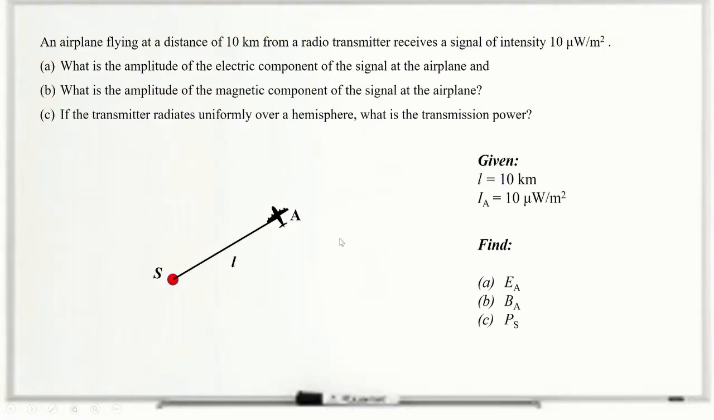In this video we will consider the following problem. An airplane flies at distance L from a radio transmitter and it receives a signal of given intensity. We need to find electric and magnetic components of the signal and the power emitted by transmitter if we know that it radiates uniformly over a hemisphere.